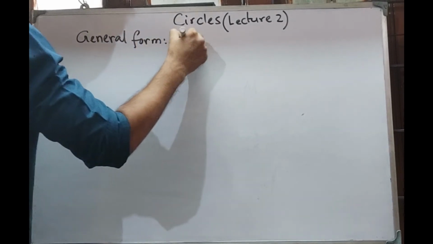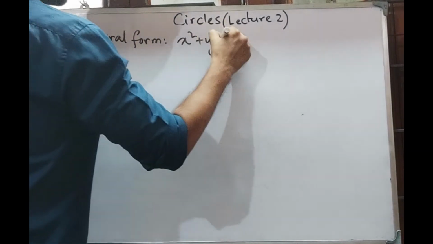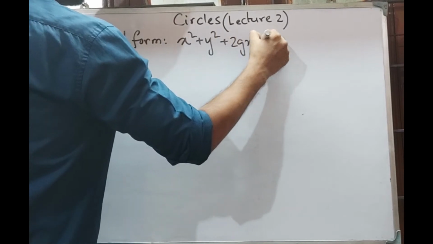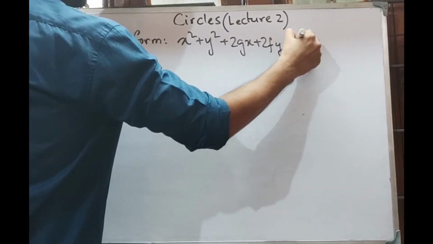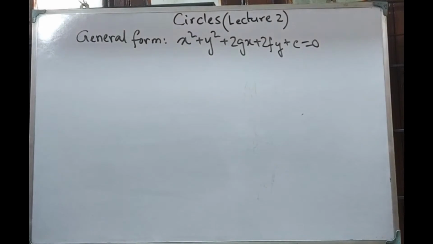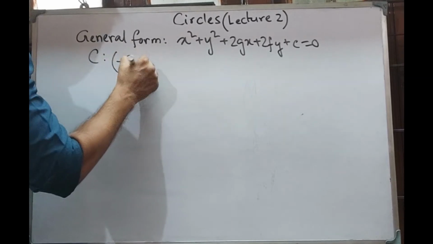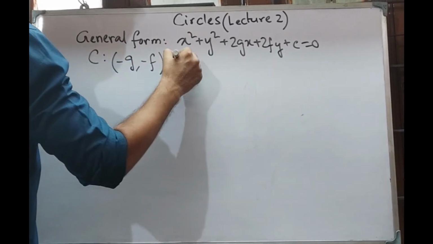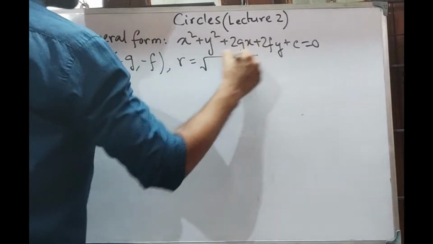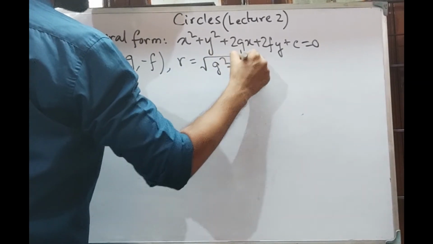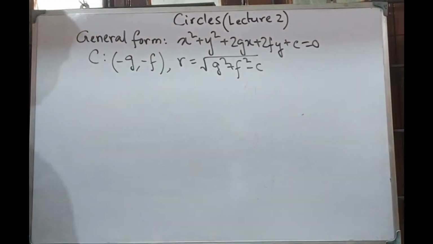We have seen that we can write the equation of the circle like this: x squared plus y squared plus 2gx plus 2fy plus c equal to 0, where the center is given as minus g, minus f, and the radius is given as root over of g square plus f square minus c.